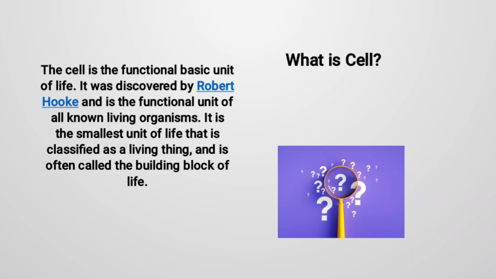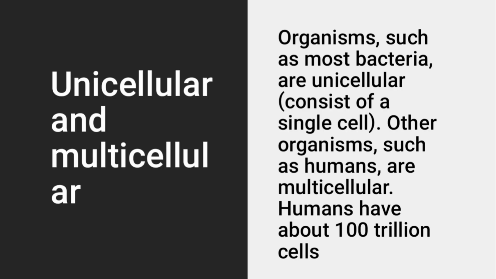So what we conclude regarding this first slide: the cell is the structural and functional unit of life, and it is responsible for making up tissues, and tissues make an organ system, and organ systems make the complete structure of the body. Unicellular and multicellular organisms: most bacteria are unicellular, consisting of a single cell, and other organisms such as humans are multicellular. It is very surprising that humans have about 100 trillion cells in their body.